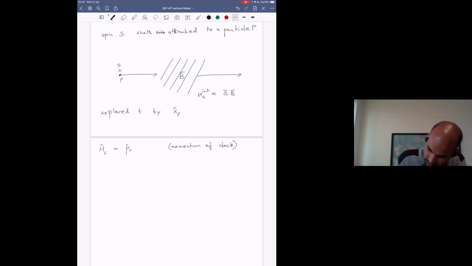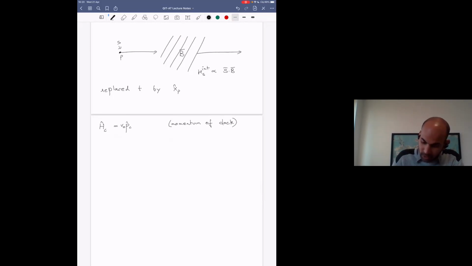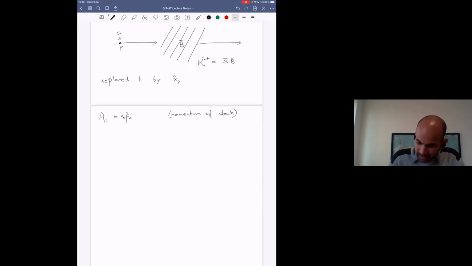Actually, let me put a constant of proportionality. Let's say V0. So H_C is V0 P_C. This is a bit different from the usual free particle, which is P squared over 2m. Here, this is just a constant times the momentum. And the reason why this is a nice thing to consider as a clock is because of the following.